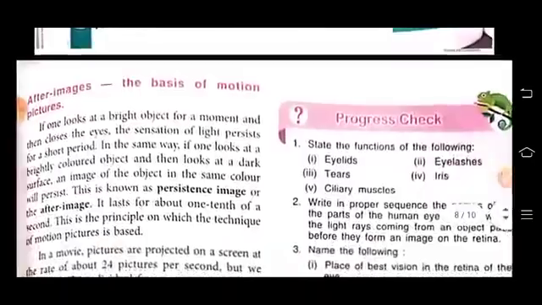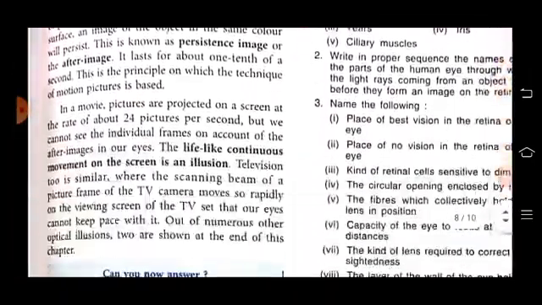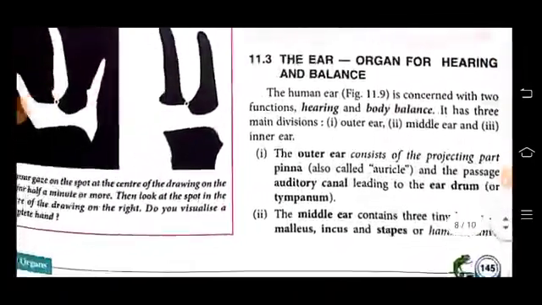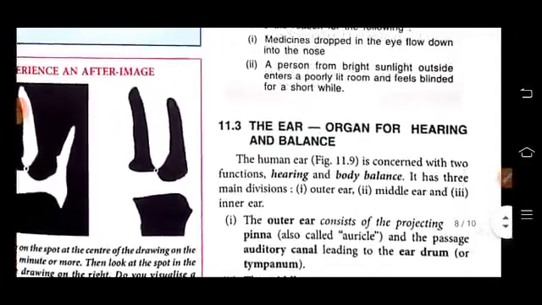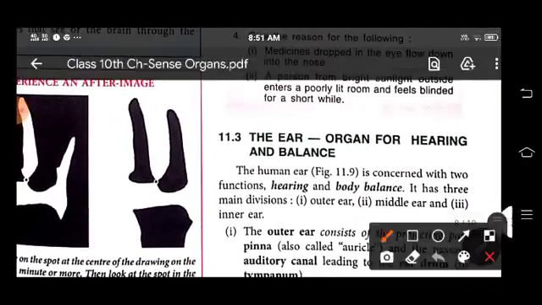Now let's move on to the ear. Now children, the ear, the organ for hearing and balance, we will do in our next class.